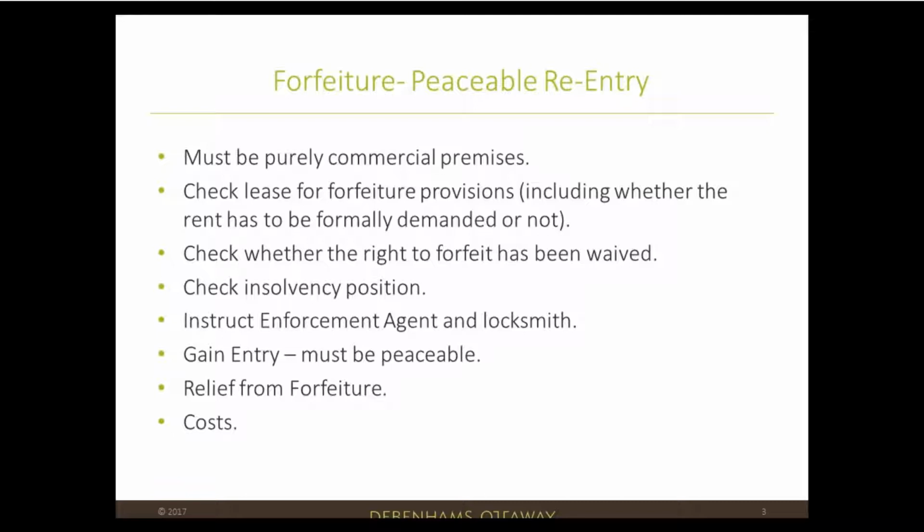So if a tenant is in occupation or sleeping at the premises, for example, even if they're not meant to be, then the bailiff or enforcement agent will not be able to peaceably re-enter, and the forfeiture can't take place by this method.